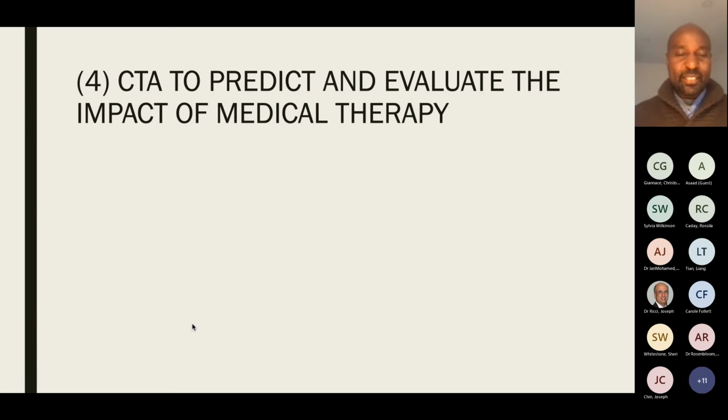That being said, what about, in general, what does the literature show about CTA's ability to predict and evaluate the impact of medical therapy on patients?